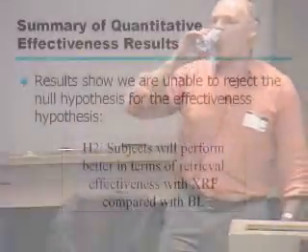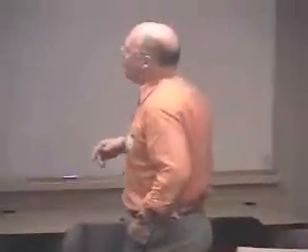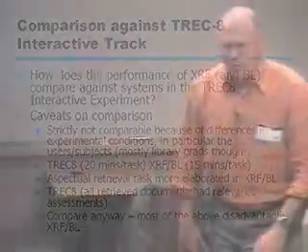Right. I think you're right. So we're unable to reject the null hypothesis. As far as we're concerned, they performed equally well in terms of retrieval effectiveness. So then we asked ourselves, well, how did we compare against the Track 8 interactive track? If we compare the performance of our set of users against the systems that were evaluated in Track 8, how do we do?